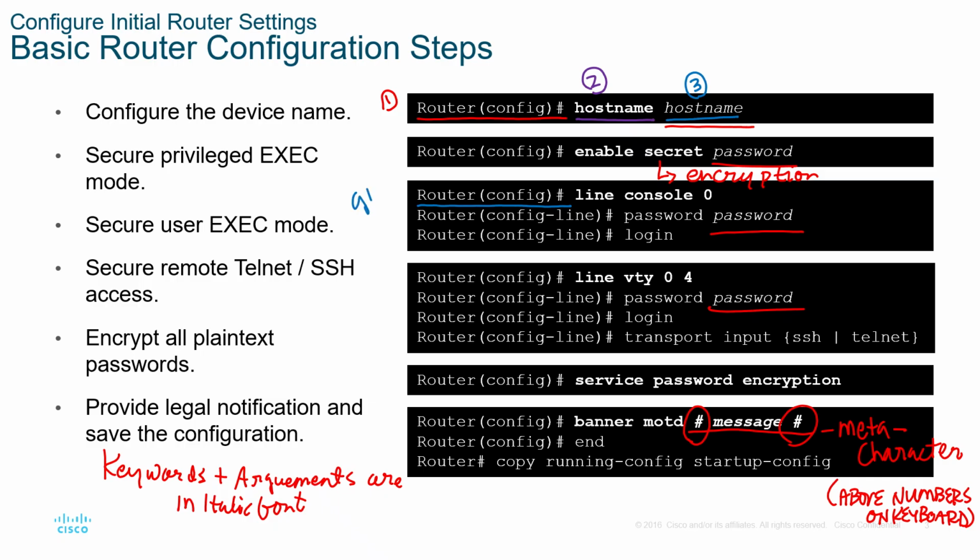This is global. You type in line con 0, whichever line you want, you now go into line mode. You need to know these prompts.